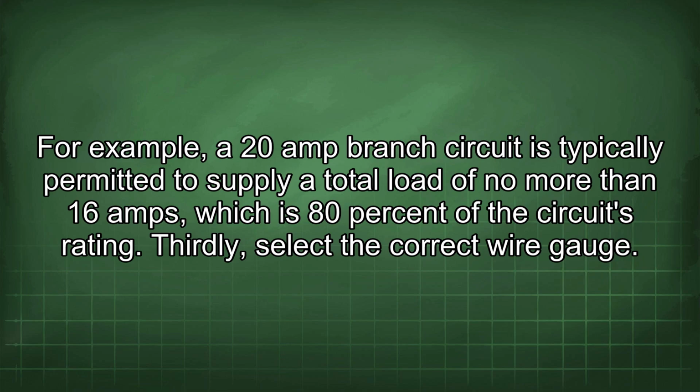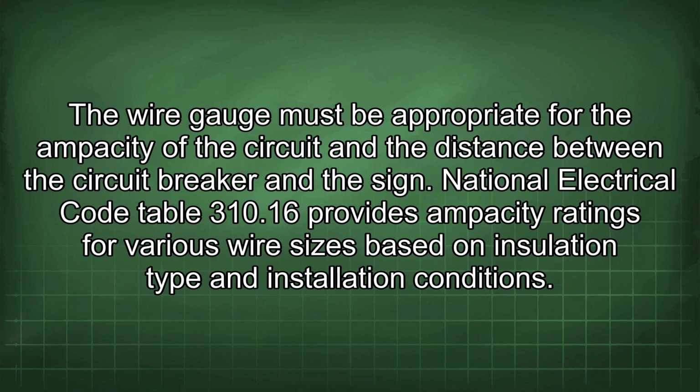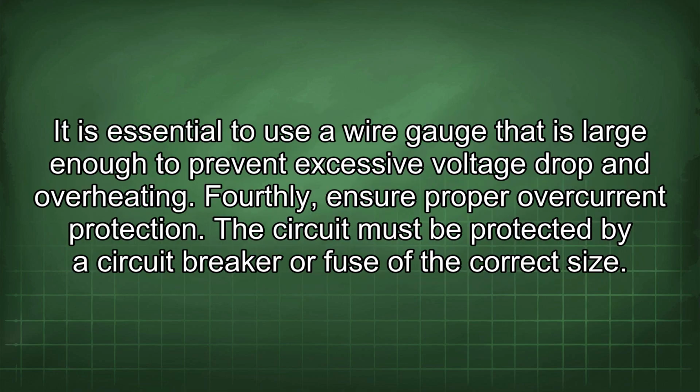Thirdly, select the correct wire gauge. The wire gauge must be appropriate for the ampacity of the circuit and the distance between the circuit breaker and the sign. National Electrical Code Table 310.16 provides ampacity ratings for various wire sizes based on insulation type and installation conditions. It is essential to use a wire gauge that is large enough to prevent excessive voltage drop and overheating.